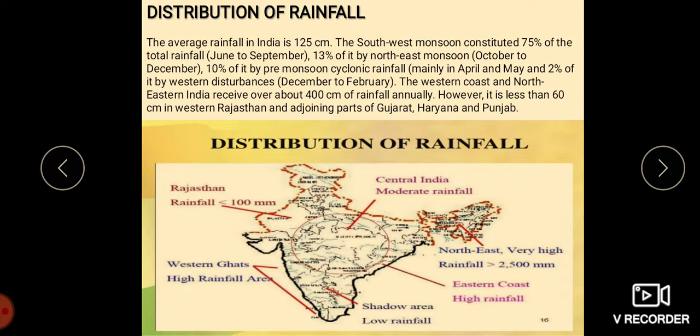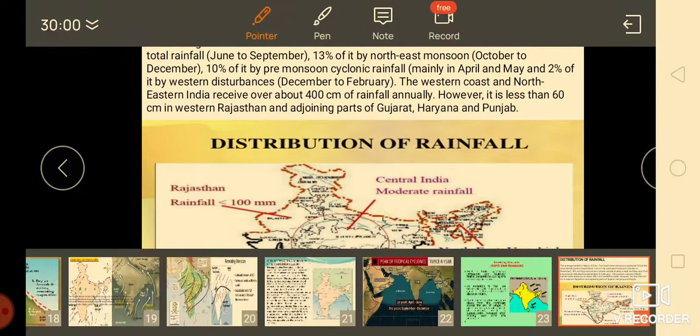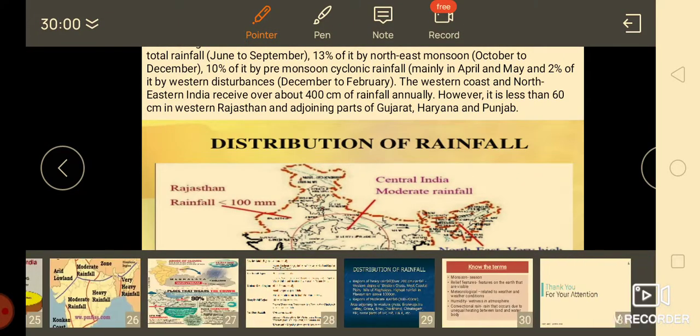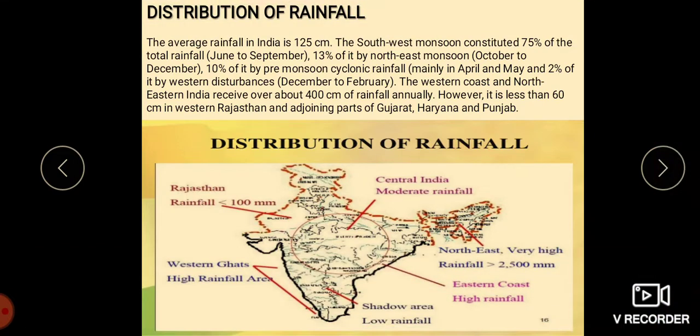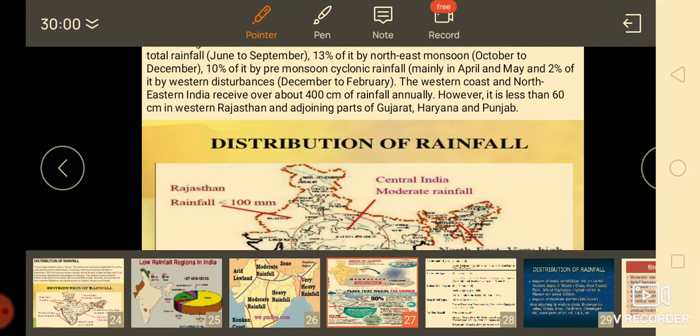The average rainfall in India is 125 centimeters. The southwest monsoon constitutes 75% of the rainfall, 10% by pre-monsoon cyclonic rainfall, and 13% by the northeast monsoon. The western coast and northeastern India receive about 400 centimeters of rainfall. However, it is less than 60 centimeters in Rajasthan adjoining Gujarat, Haryana and Punjab.